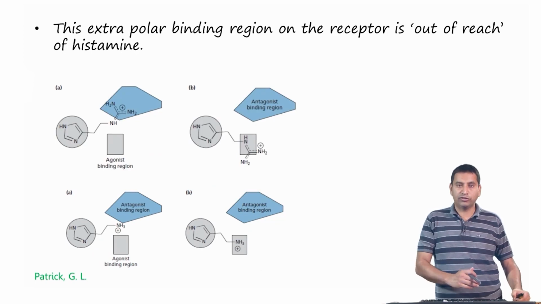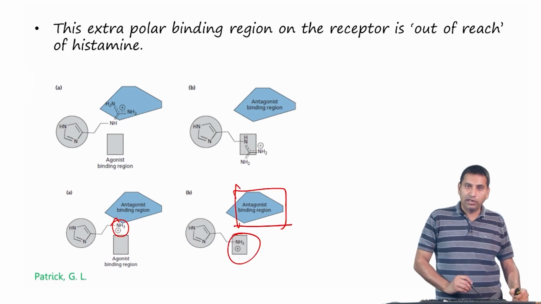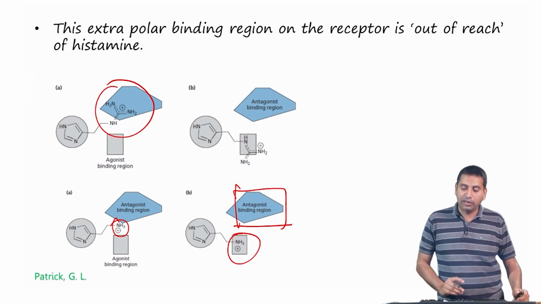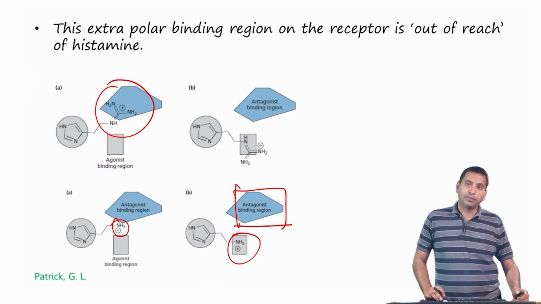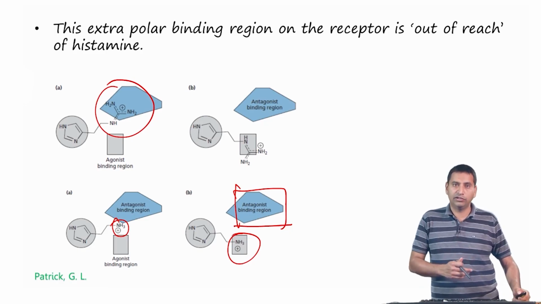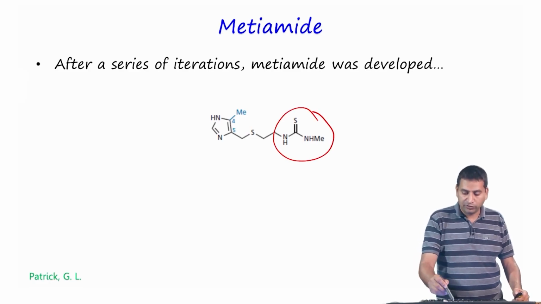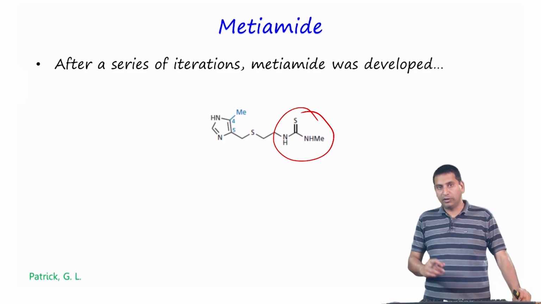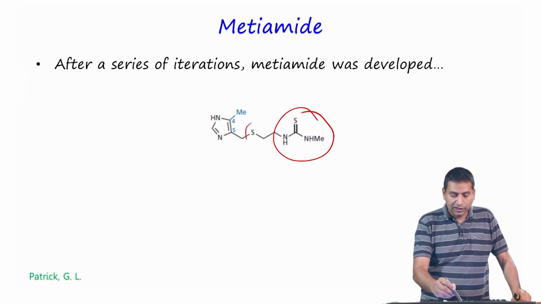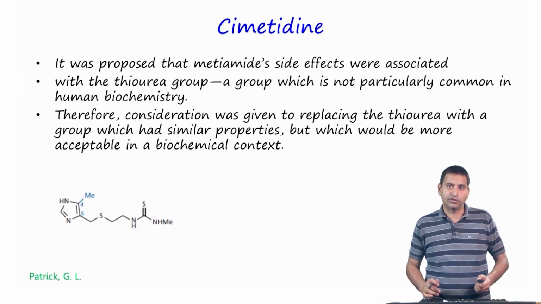If you compare these two structures as shown here, histamine can bind to the agonist region, but does not bind to the antagonist region, whereas the guanyl group can actually bind to the antagonist region. This suggests that the extra polar binding region is out of reach for histamine. Again, through a series of iterations, this molecule known as metiamide was developed. Here is the structure of metiamide, which has a similar guanyl group, except that it has a thioguanyl group, with a sulfur in between, which allows for extra flexibility.